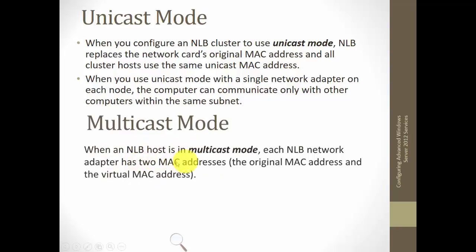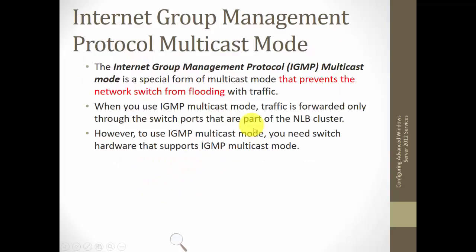So multicast mode: when an NLB host is in multicast mode, each NLB network adapter has two MAC addresses, the original and the virtual. Then comes IGMP, Internet Group Management Protocol, a special form of multicast mode that prevents the network switch from flooding with traffic. If you have a lot of traffic coming, that protocol is enabled. It's just safeguarding from a huge amount of traffic. When you use IGMP multicast mode, traffic is forwarded only through the switch ports that are part of the NLB cluster. However, to use IGMP, you need switch hardware that supports IGMP. So IGMP can be supported if you have access to a managed switch as well.